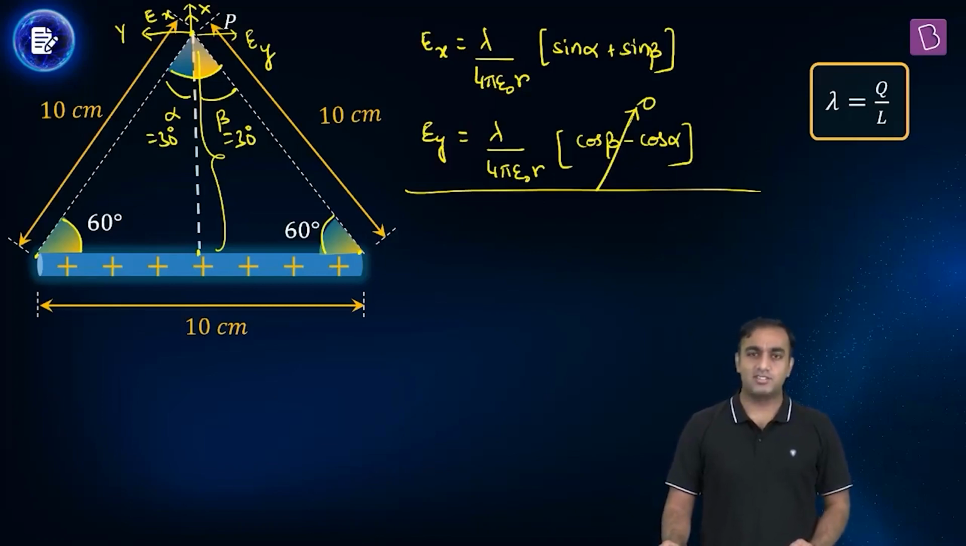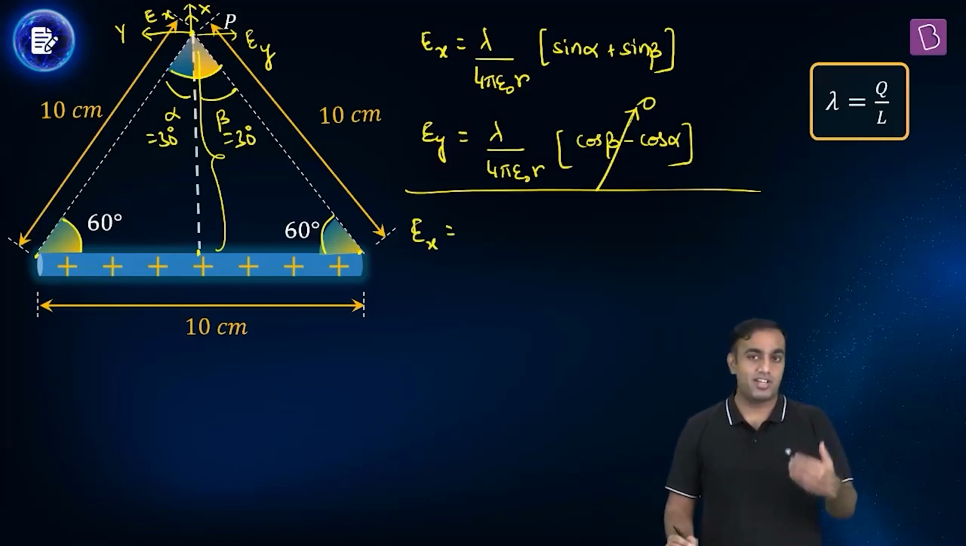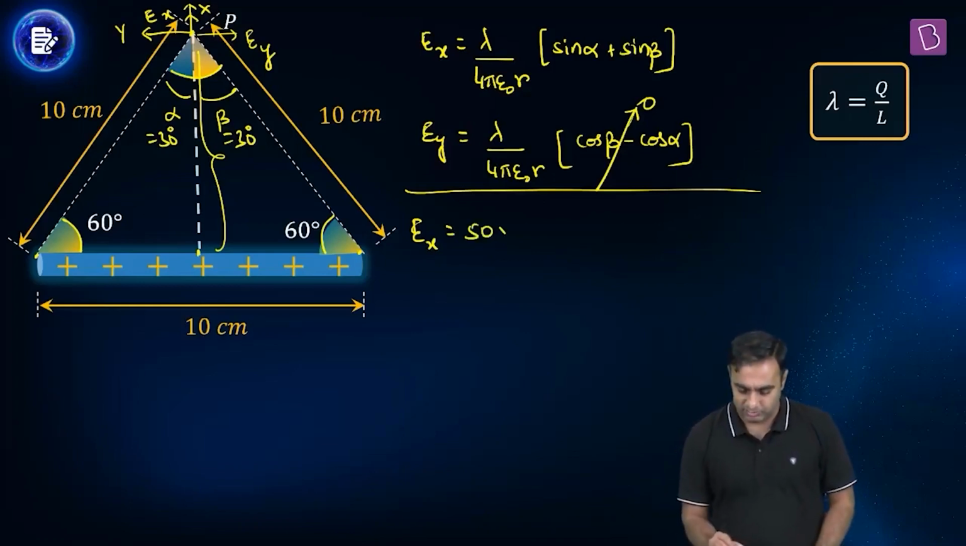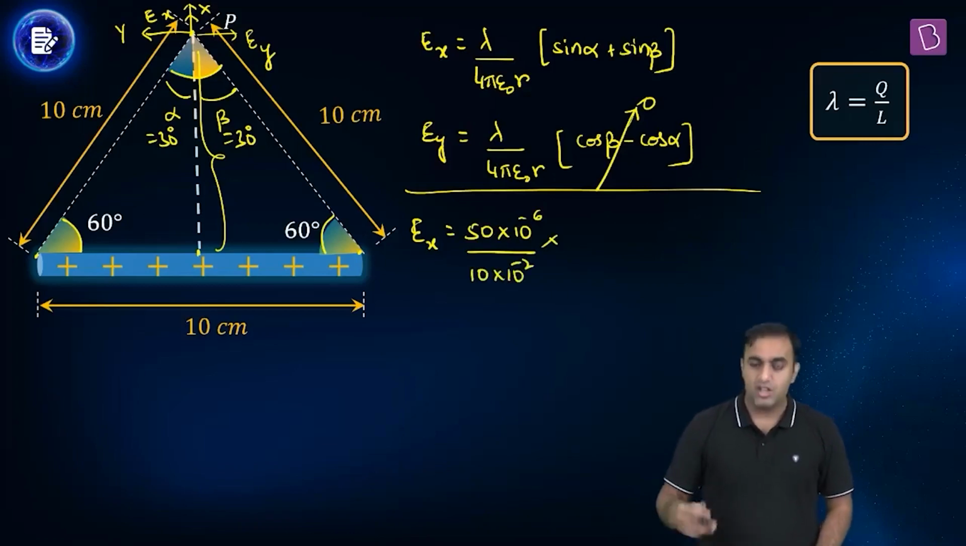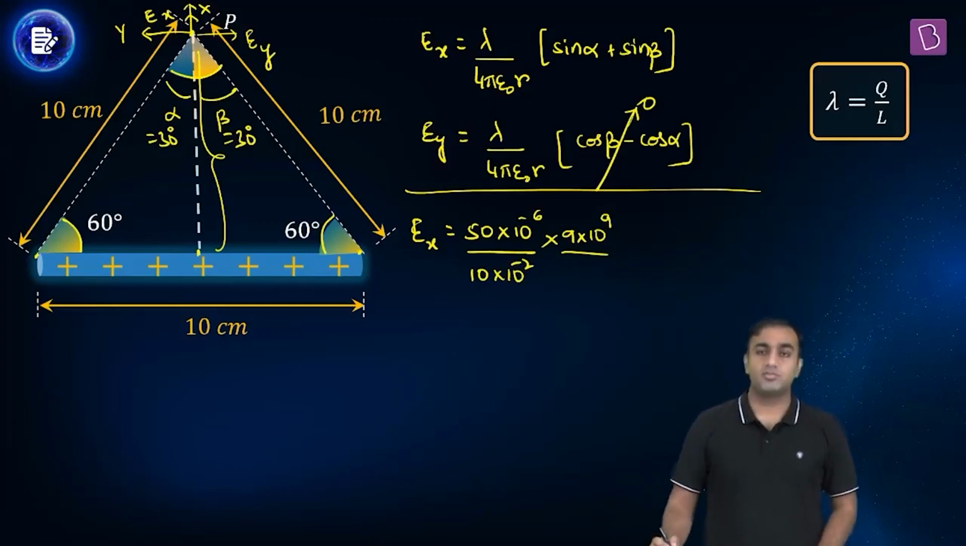What about Ex, the x component? Let's evaluate that. Ex will be lambda, which is total charge by total length of the rod. Total charge on the rod is 50 microcoulomb divided by the total length, which is 10 centimeter, into 1 by 4 pi epsilon naught, which will be numerically 9 into 10 to the power 9 unit, divided by r. What is r?